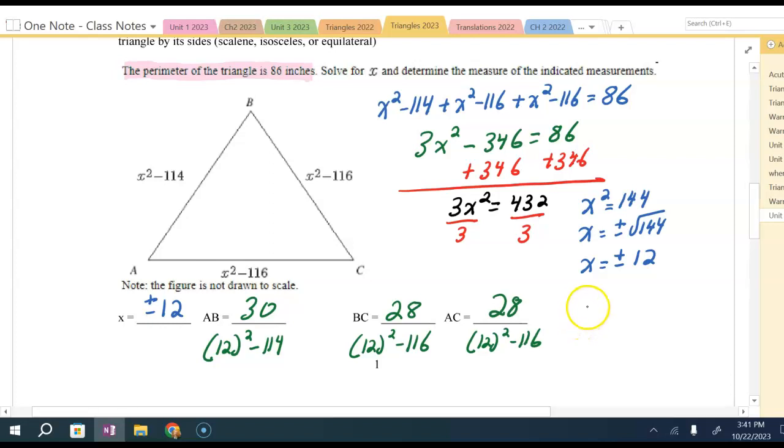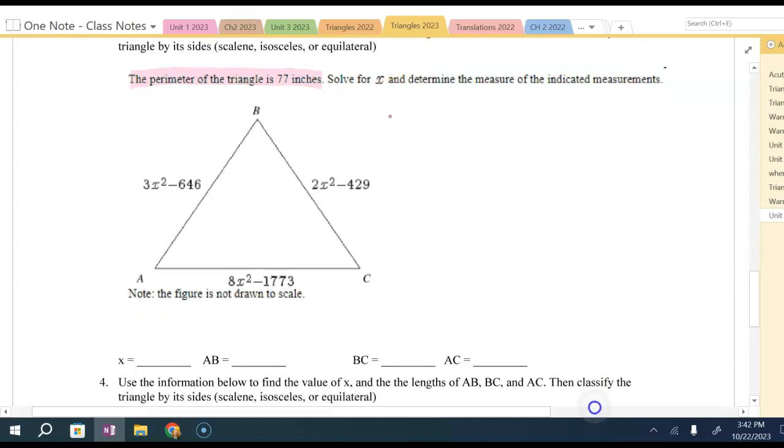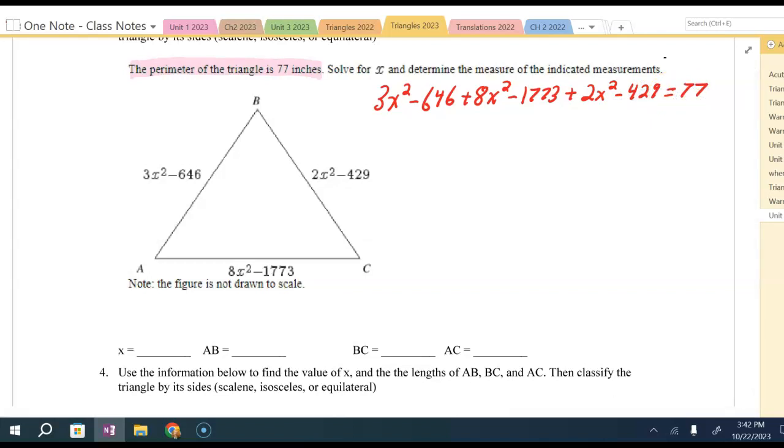Since two sides are equal here, this is an isosceles triangle. Number 3. Let's take a look at problem number 3. Again, we're told the perimeter is 77 inches, so all the sides add up to 77. So 3x squared minus 646 plus 8x squared minus 1773 plus 2x squared minus 429 is 77.